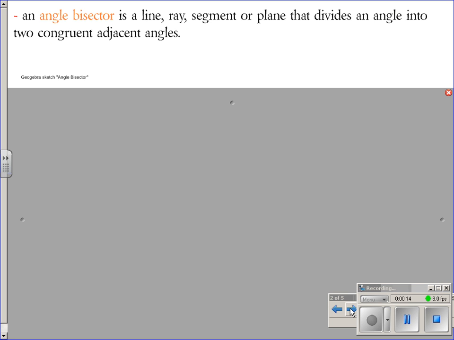So, we have heard this term before. I think it was way back in chapter 1, angle bisector. And really, a bisector is something that cuts something else in half. So an angle bisector is something, a line, ray, segment, or plane, that divides an angle into two congruent adjacent angles. Remember, adjacent angles means they're right next to each other. They share a side.